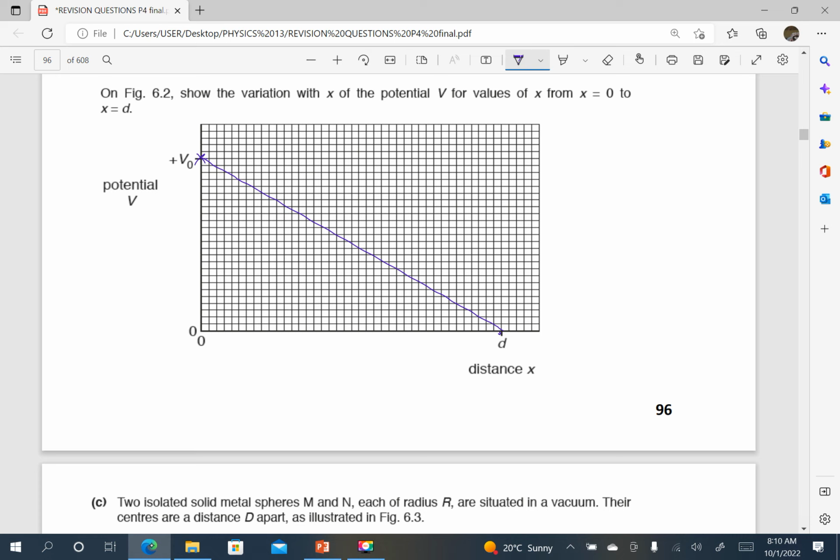So it will be a straight line with a negative gradient because when P is on the top plate, P will be at potential V naught. On the bottom plate, P will be at zero potential. So that will be a straight line.